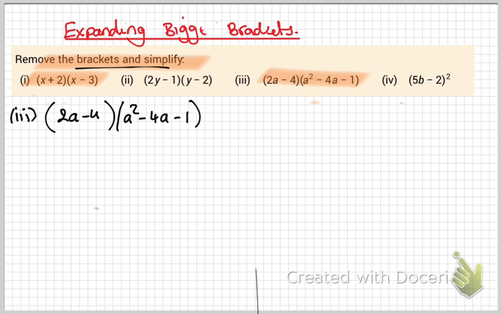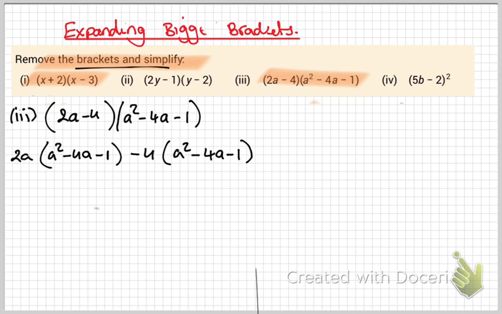Okay, so again, I know everything in this first bracket will have to multiply with everything in that second bracket. Everything has to multiply together. So what I'm going to do is I'm going to split up the first bracket like I did with all the others. So I'll take this first bracket, so 2a, and multiply them into everything in this second bracket. And I'll take the minus 4 and multiply him into everything in the second bracket.